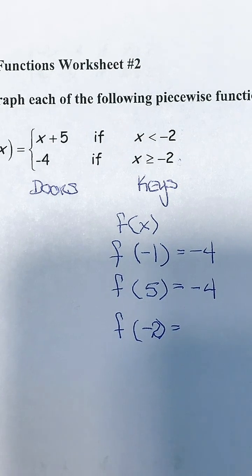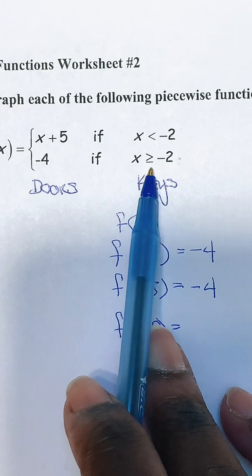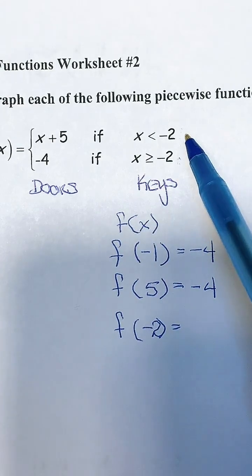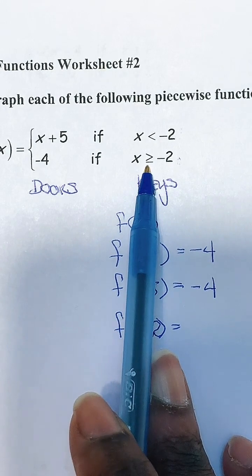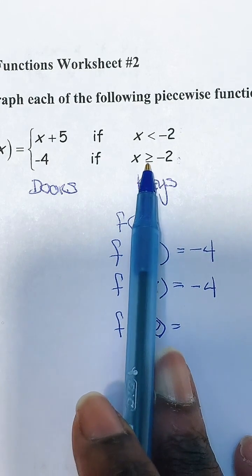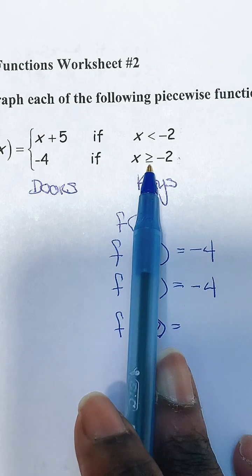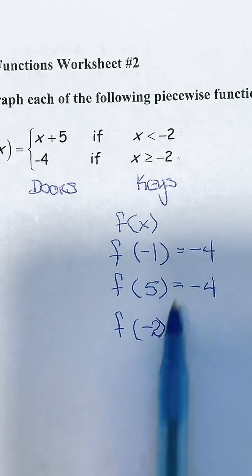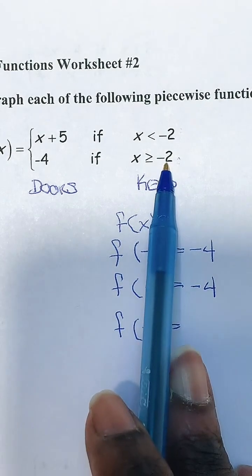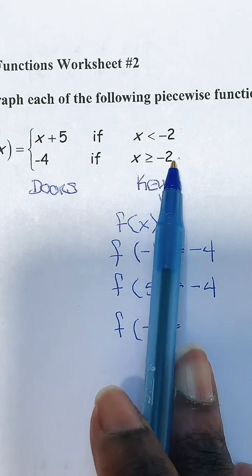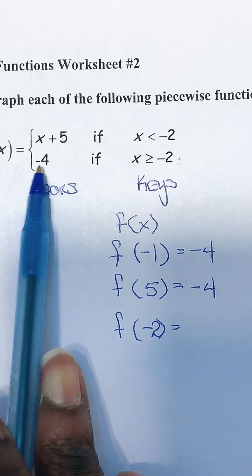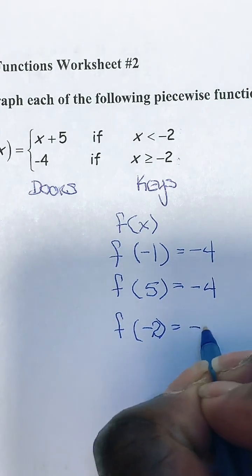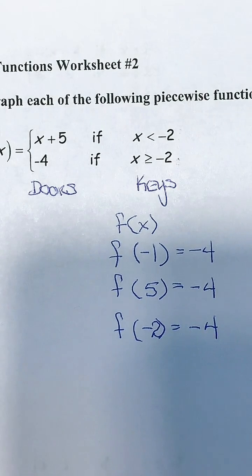Good. The reason why it's going to be the second, not the first, is because of that line that's underneath the inequality sign. So this means greater than or equal to. Since -2 is equal to -2, that means we're using this second inequality. So my y value, again, is going to be -4.